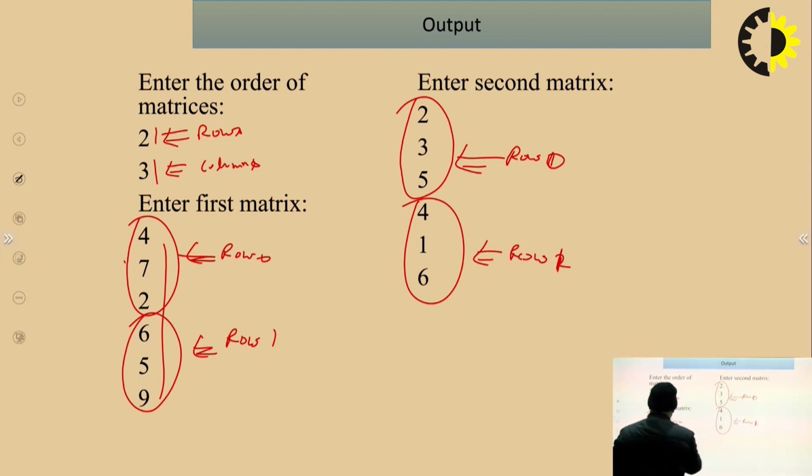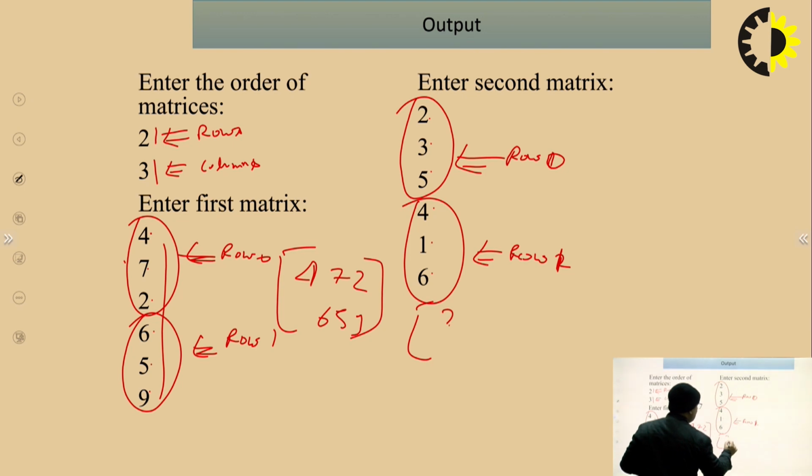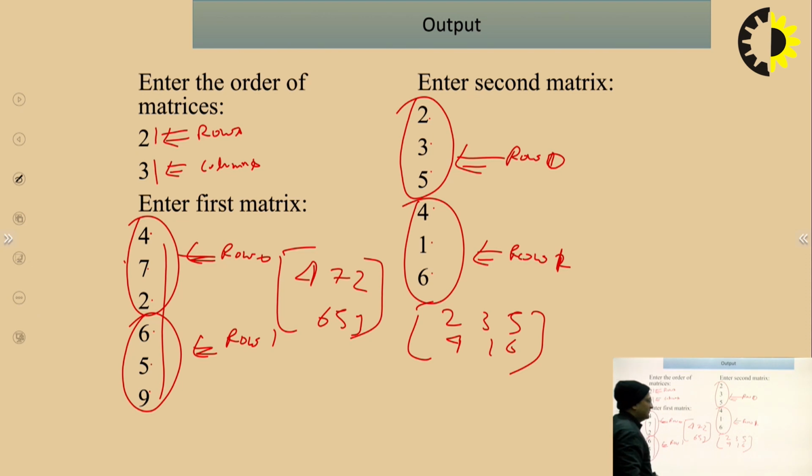And this is column 0, column 1, column 2, column 0, column 1, column 2, right? We would have represented it like this, right? 4, 7, 2, 6, 5, 9. And this is 2, 3, 5, 4, 1, 6. This is how we have entered the matrices. Now sum.